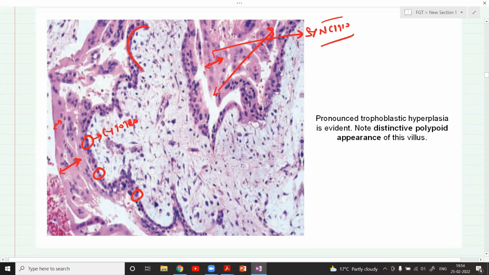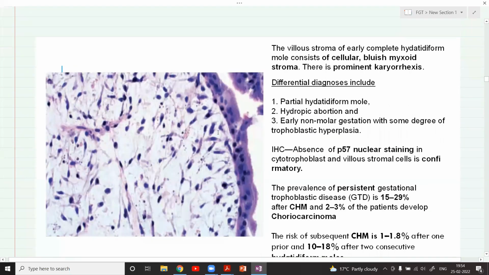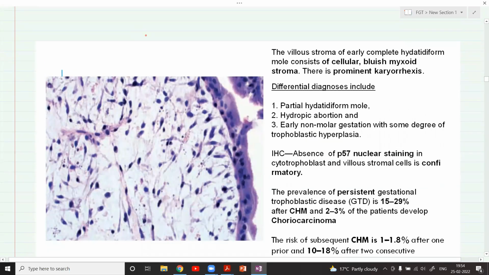Now, can you appreciate this polypoid nature? Yes, that is very much visible over here. Now, one important feature over here, do you remember what is karyorrhexis? In necrosis, we had read about karyorrhexis. Whenever there is nuclear fragmentation, that is called karyorrhexis.